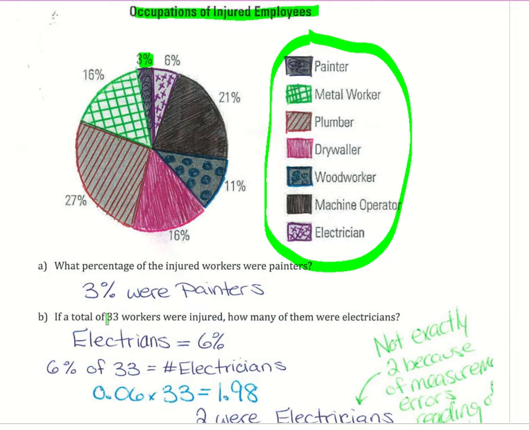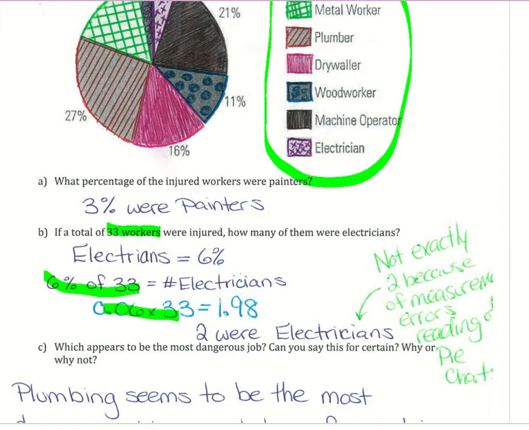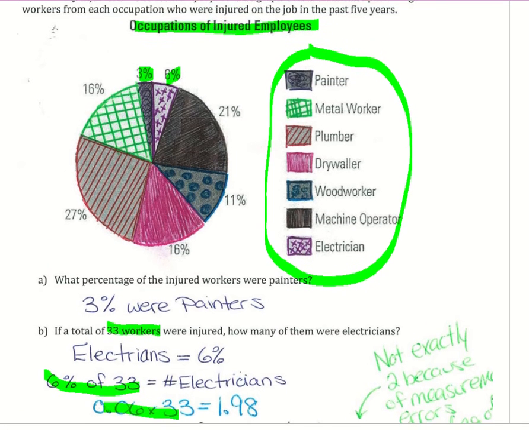If a total of 33 workers were injured, how many of them were electricians? You see that electricians make up 6%, so you'd have to find out what 6% of 33 is. You put 0.06 times 33, and you get 1.98. Now you can't have just 0.98 of a person. It's got to be a complete person. So we're going to round that up to 2 electricians hurt out of the 33 people in the last 5 years.